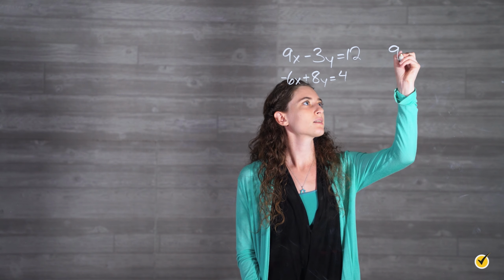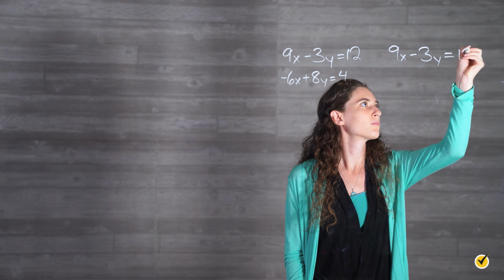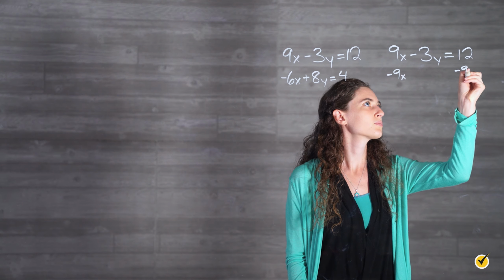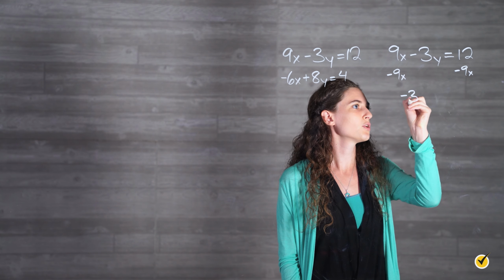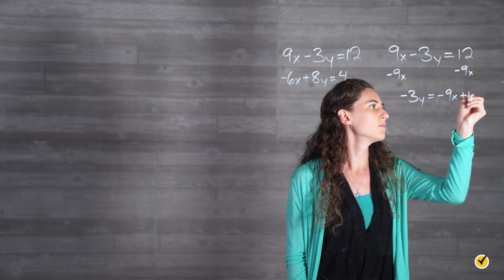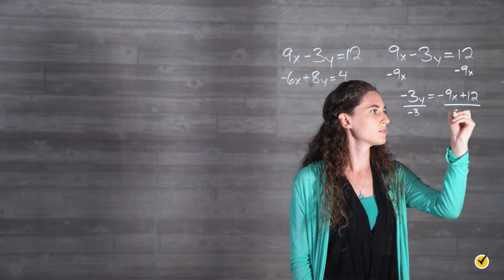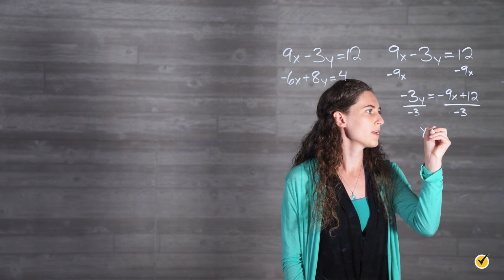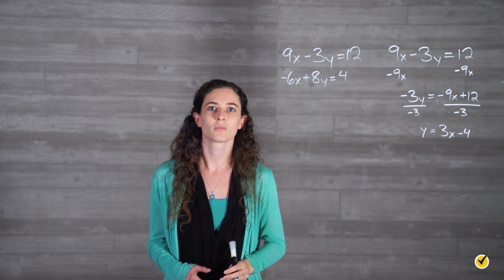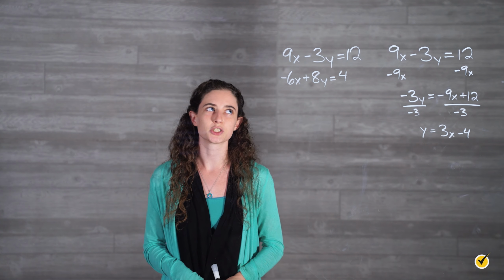So we have 9x minus 3y equals 12. I'm going to subtract 9x from both sides. That gives me negative 3y equals negative 9x plus 12. And then divide by negative 3 on both sides, which gives us y equals 3x minus 4. Now we can substitute this expression in for y in our other equation.